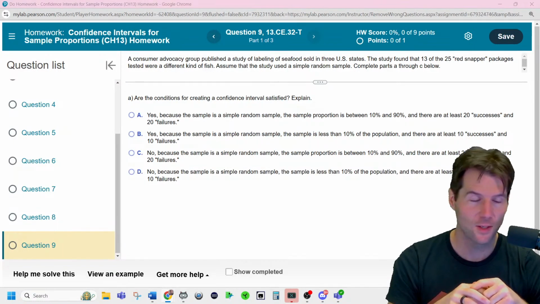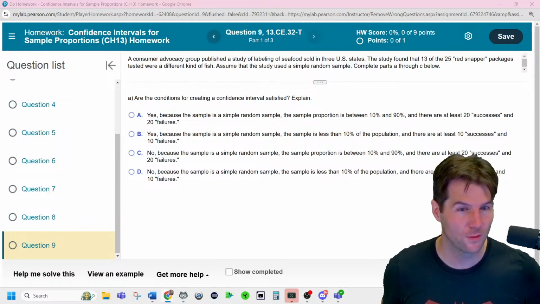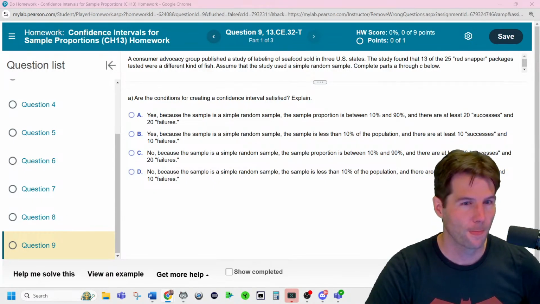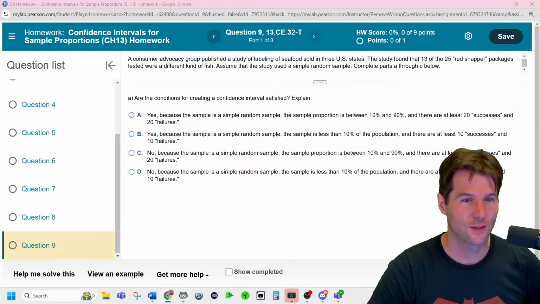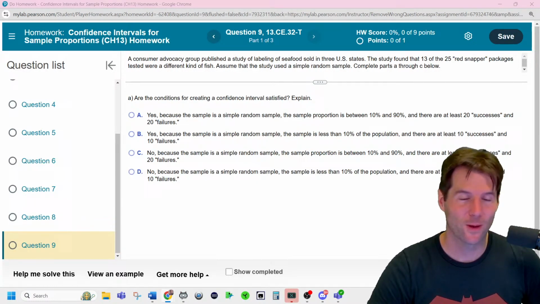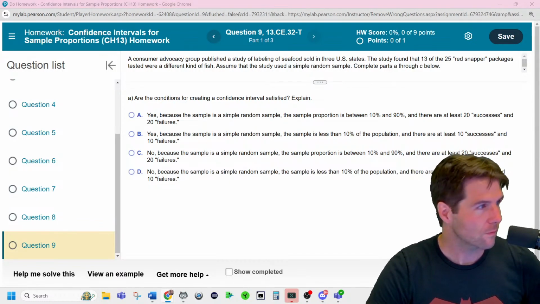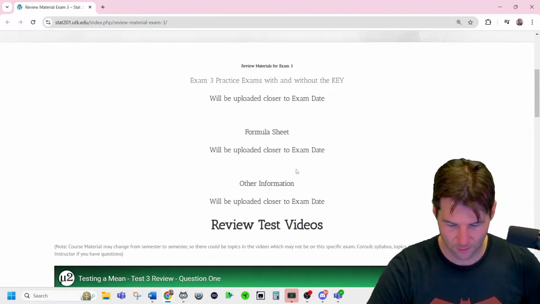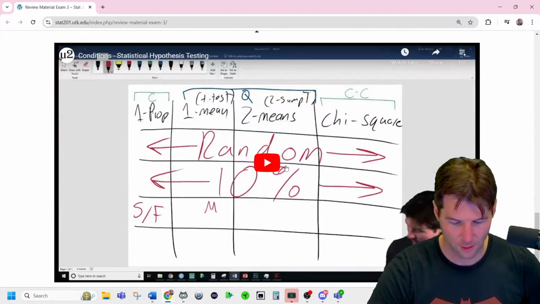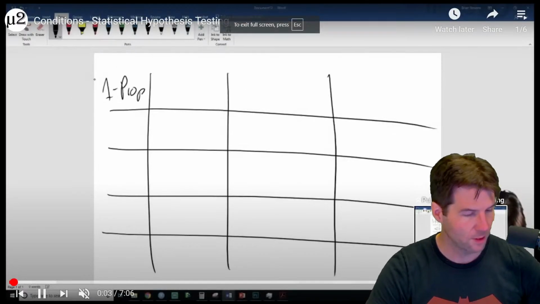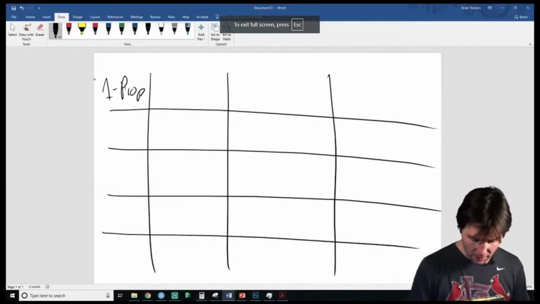So you have to think, and there's a really good review video over this. It's one of the first ones. What are the 3 conditions? Random is the first one. And then what after random? So I'm pulling up the video right here that has it, under review 3. What are the 3 conditions to make a confidence interval for the true proportion?